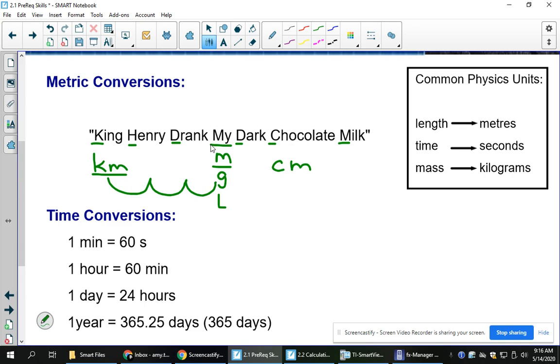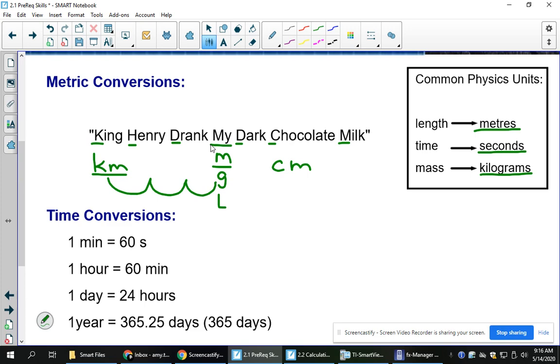Now, some of the common physics units that we use are meters, seconds, and kilograms. This is different than chemistry. If you take multiple sciences, you're going to need to know the common units for chemistry. Chemistry uses grams, not kilograms, so you need to wrap your head around the difference.